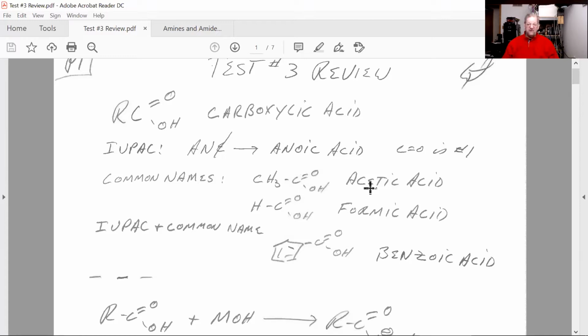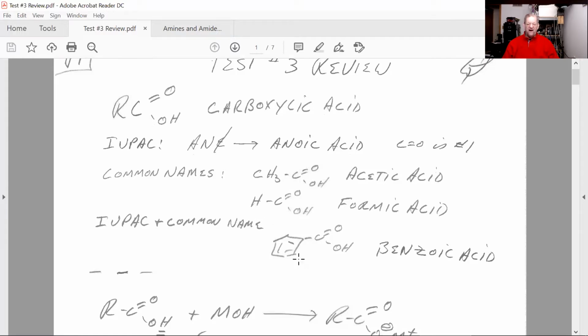You should know acetic acid is a carboxylic acid where R is methyl. Formic acid, remember the fire ants, is when R in a carboxylic acid is hydrogen. Now, when R is a benzene ring, IUPAC in their infinite wisdom said, well, we're not going to get these organic chemists to change calling this. They've been doing it too long. So we'll use their name as IUPAC, which is also the common name, and that's benzoic acid.